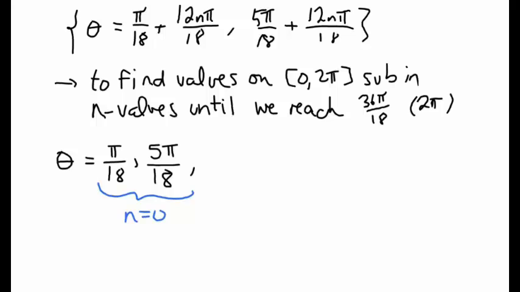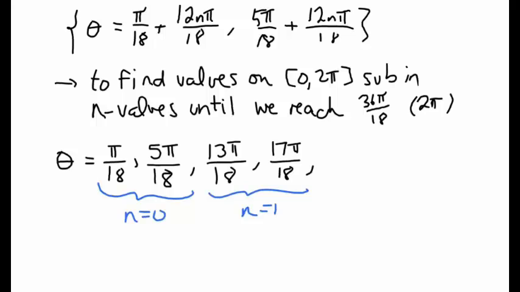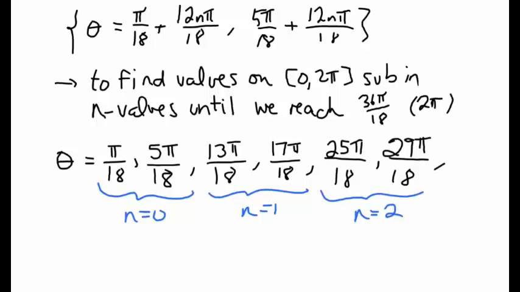Our next substitution is n is equal to 1, in which case we're going to get 1 pi over 18 plus 12 pi over 18 for 13 pi over 18. If n is equal to 1 over here, we have 12 plus 5 for 17 pi over 18. So next, let's try n is equal to 2. So here we would have 24 pi plus 1, which would be 25 pi over 18. Here, at n is equal to 2, we're going to have 24 pi plus 5 for 29 pi over 18. And we should be done here at n is equal to 2.